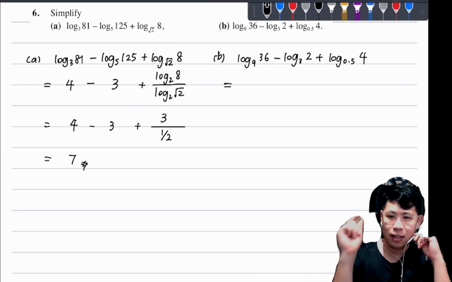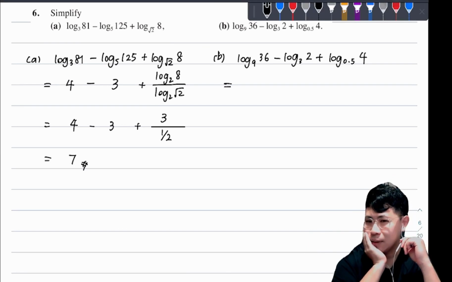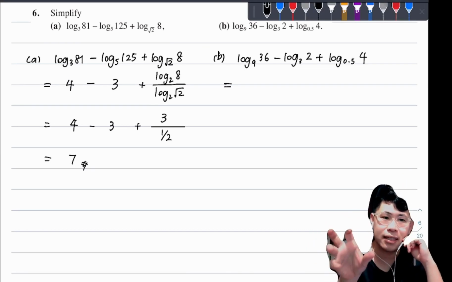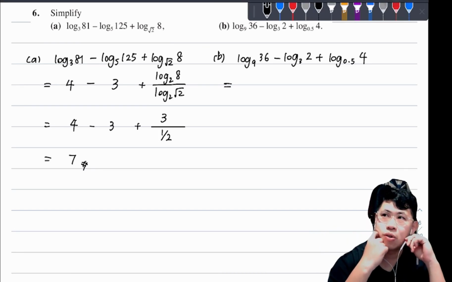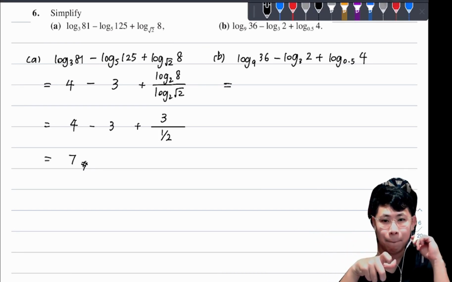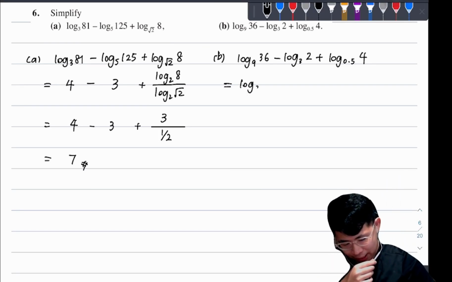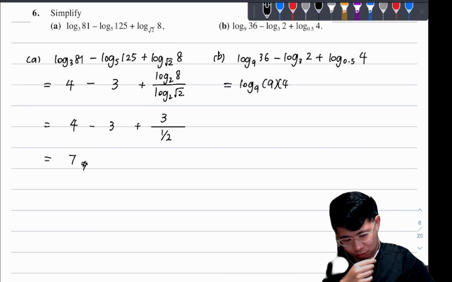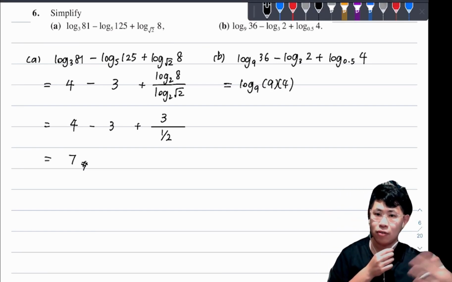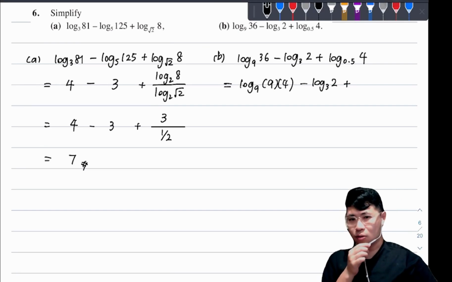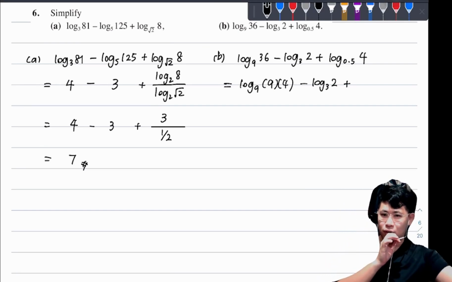So 9 and 36, right, you need to make a choice over here. Okay, you need to make a choice. So the 9 and 36, because 36 is a composite number, it will be good if you can split the 36 up as a product of two numbers. So 36, I'm going to split up as 9 times 4. 9 times 4, 36, right? So let's do that. Next one, log base 3 of 2. This one no choice. I will leave it here first. Now, then log base 0.5 of 4.